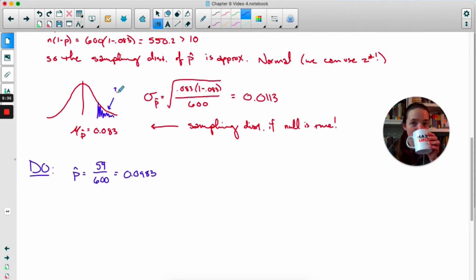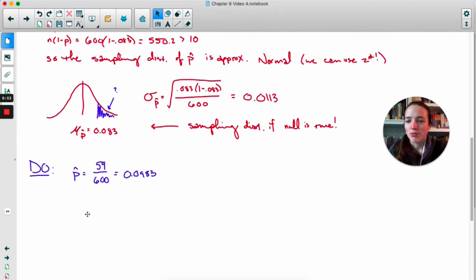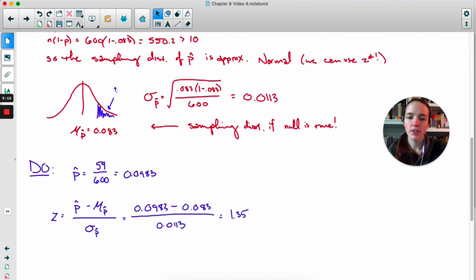Okay, everything's fine. So if we want to figure out how far above the mean this p hat is, we're going to need a z-score. It's generally best practice to write out the formula in general first. So for z-scores, that's statistic minus parameter over standard deviation of statistic. So p hat minus the mean of the sampling distribution of p hat over the standard deviation of the sampling distribution of p hat. Then you can plug things in, and we get a z-score of 1.35. So our p hat is 1.35 standard deviations above the mean.